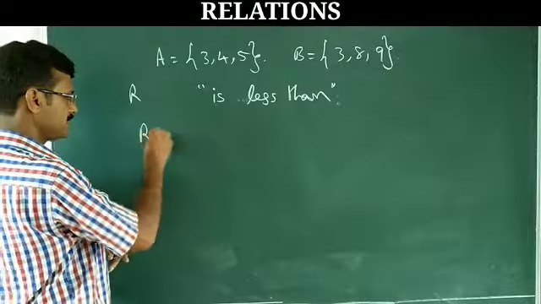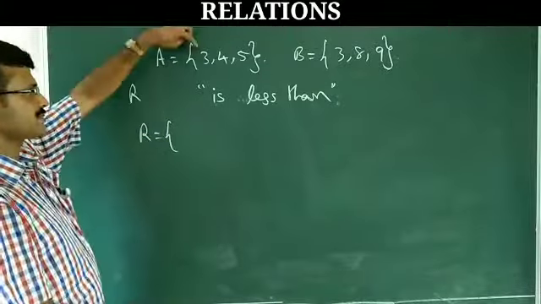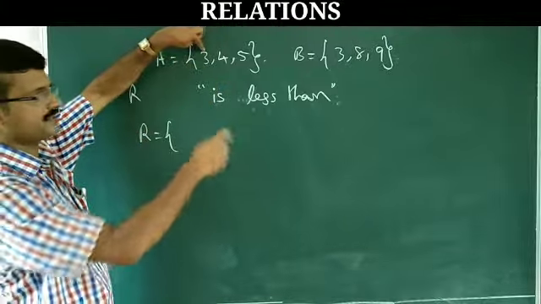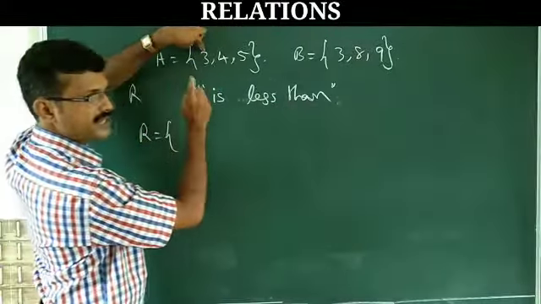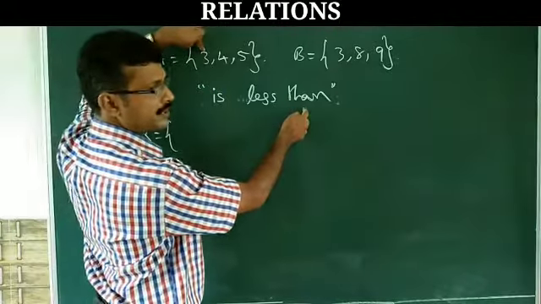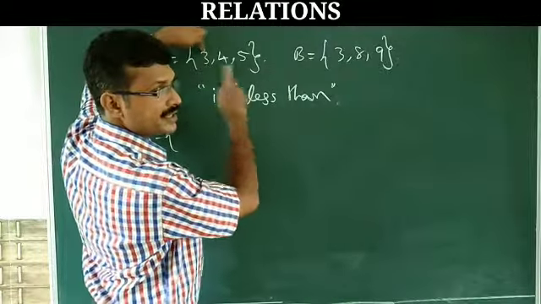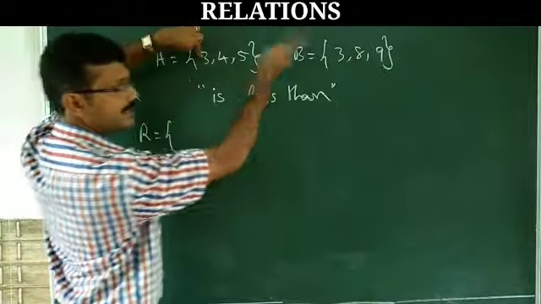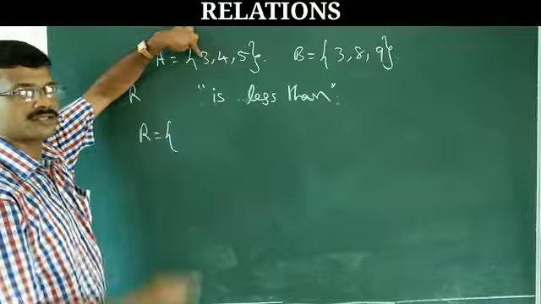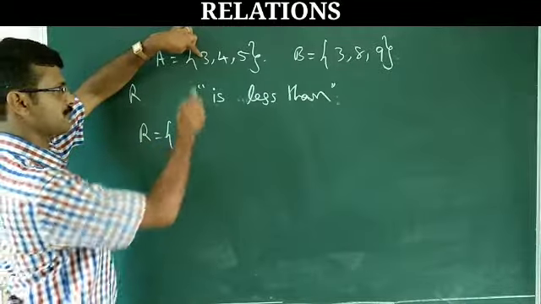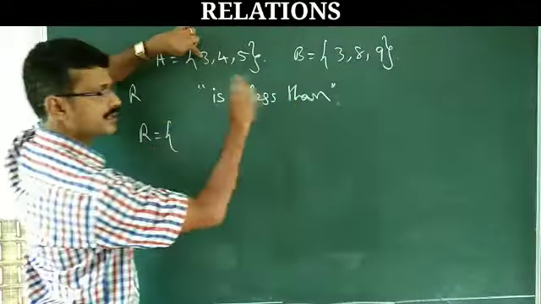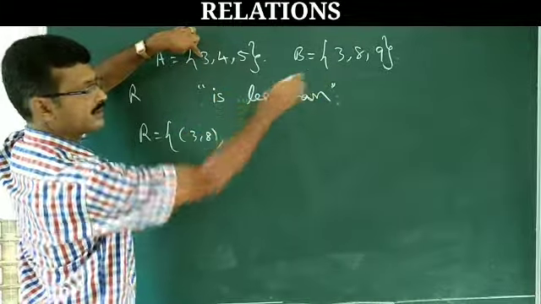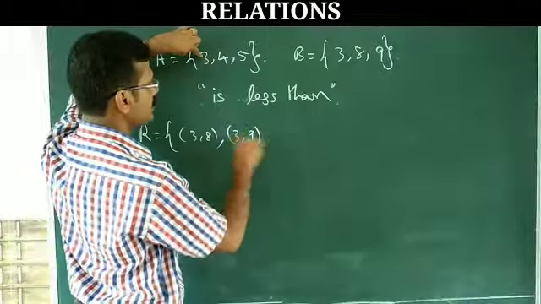So I can write the elements of this relation. You have to see all the elements one by one and select only those satisfying this condition, "is less than", which means the first component is less than the second component. First of all, 3, 3. Is 3 less than 3? You have to process it in the mind. 3 less than 3? No, so that is not possible. What about 3, 8? 3 is less than 8, so it is possible. 3, 9. 3 is less than 9, that is also possible.